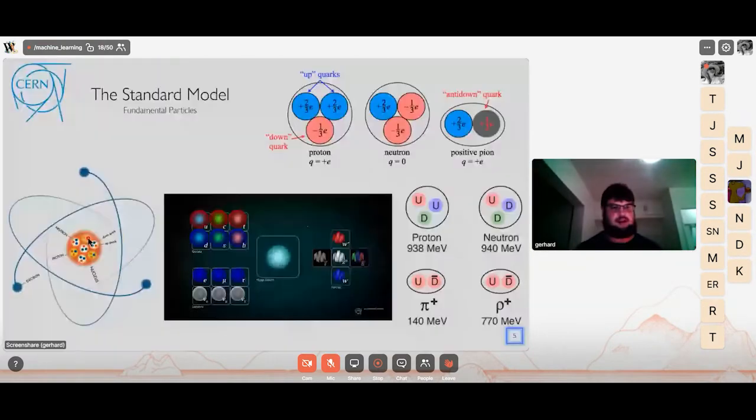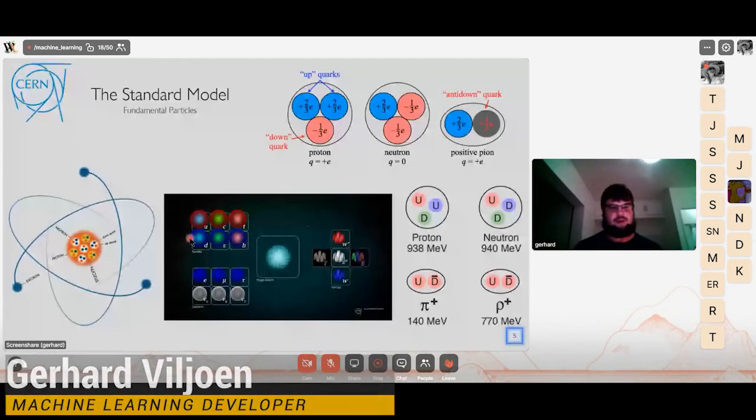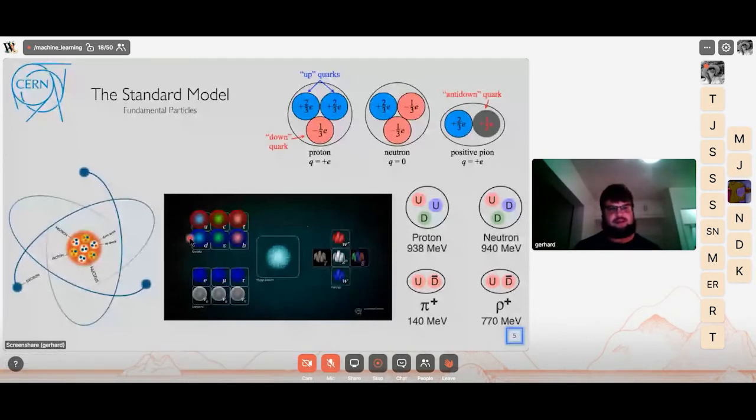In the nucleus, we've actually discovered that even the protons and neutrons themselves have a substructure, which is essentially composed of quarks and gluons. So you've also got something called color charge here, which needs to be balanced for these hadrons to be able to exist.